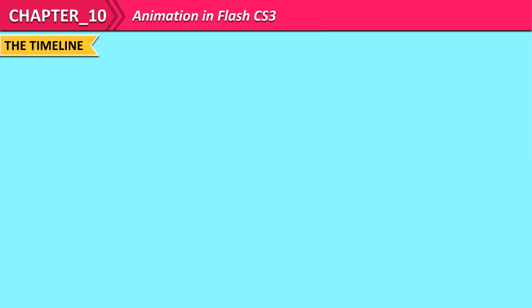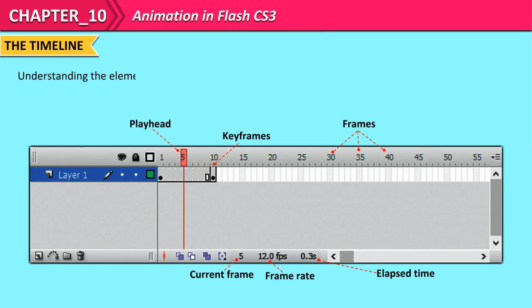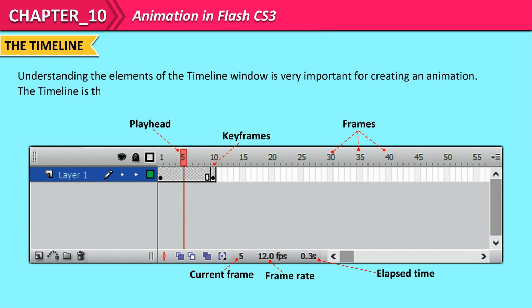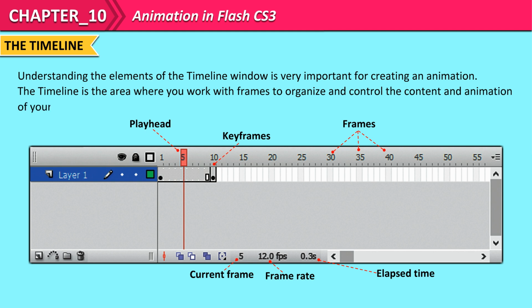The timeline. Understanding the elements of the timeline window is very important for creating an animation. The timeline is the area where you work with frames to organize and control the content and animation of your movie. The main elements of the timeline window are shown below.